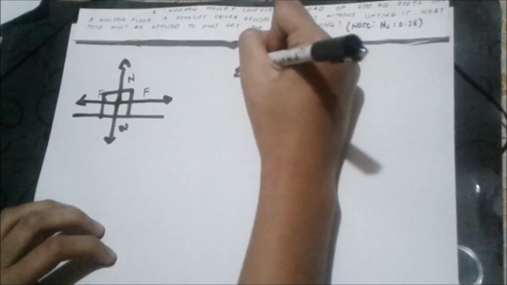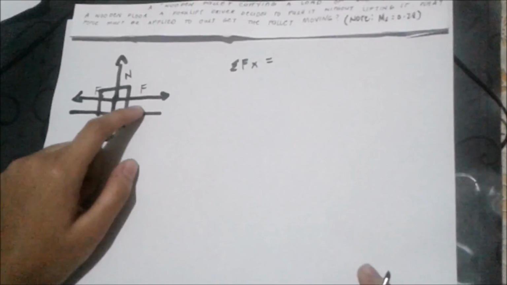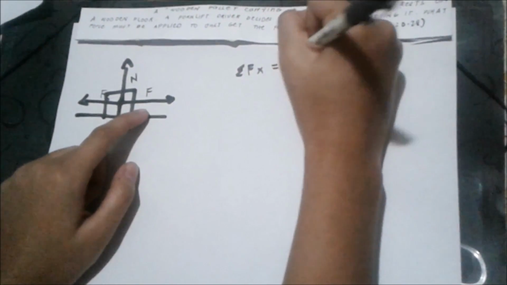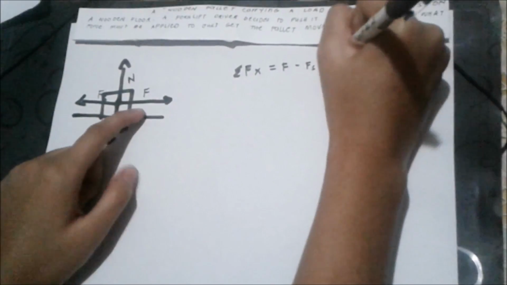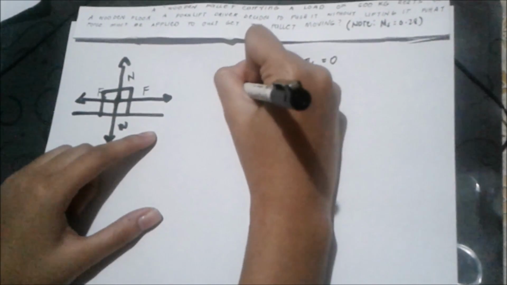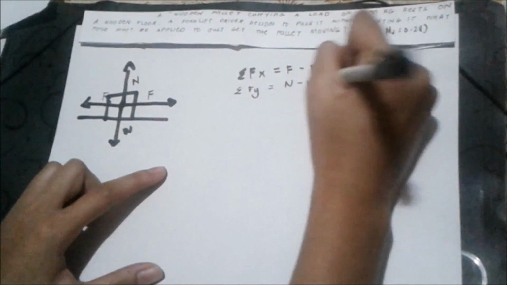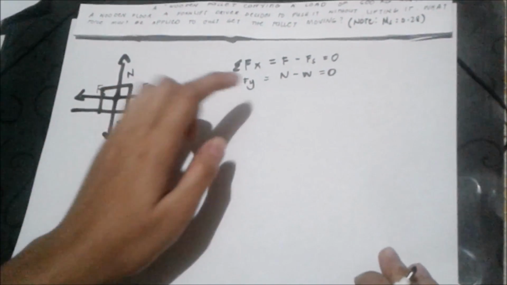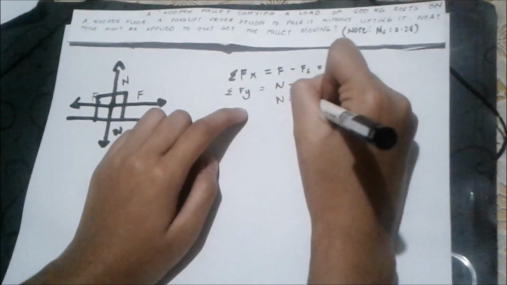Then we will equate all the forces acting along the axis. So for the x-axis, summation of the forces along the x-axis, the forward push of the forklift driver minus the static friction is equal to 0. Then, along the y-axis, the normal force minus the weight is equal to 0. So as you can see along the y-axis, we can say that the normal force is equal to weight.